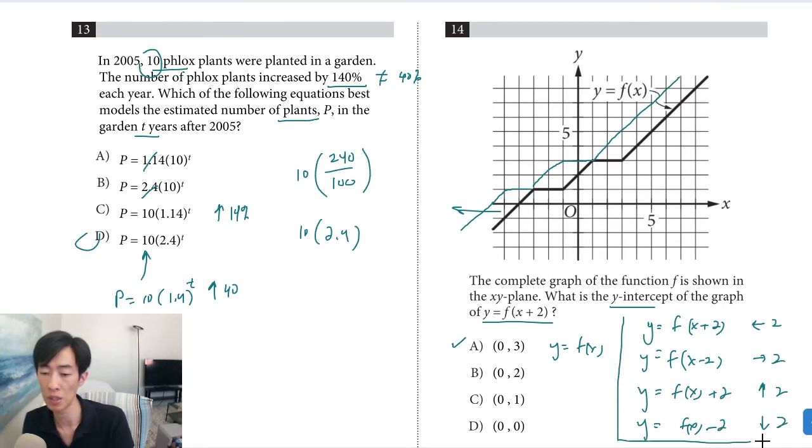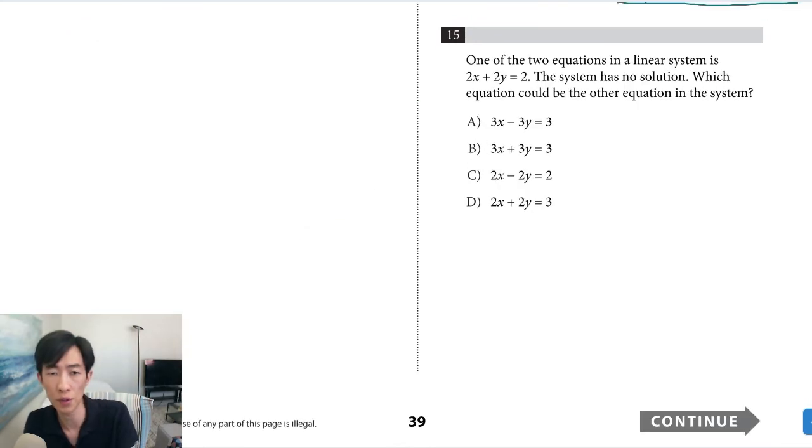So if you memorize this, and this is the same thing as the other problem with translations, the one with the exponential functions. The only difference here is I'm putting it into function language. But if you know this, you should be able to handle any problem that looks like that. Question 15, of the two equations in a linear system, one of them is 2x plus 2y equals 2. The system has no solution. Which equation could be the other equation in the system?